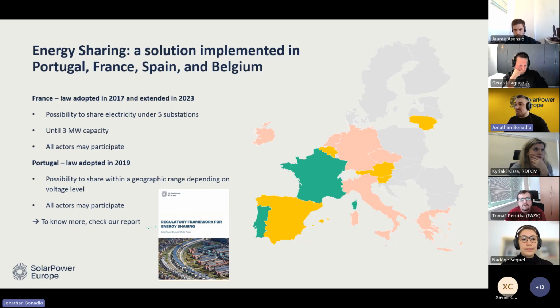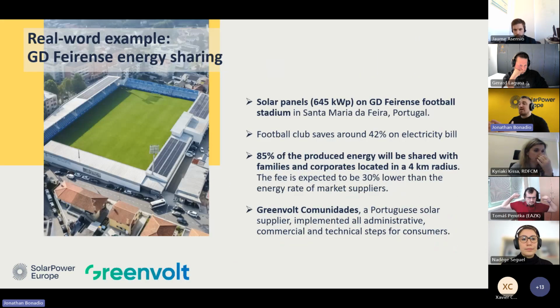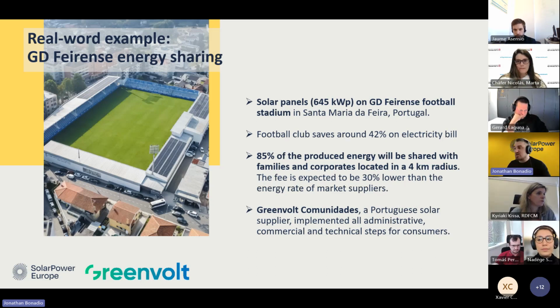And the principle of energy sharing, as you can see in this example, when you have solar panels on a stadium rooftop, which is shared with communities across the sector, is to make nearby citizens and consumers able to consume the electricity from a nearby facility.